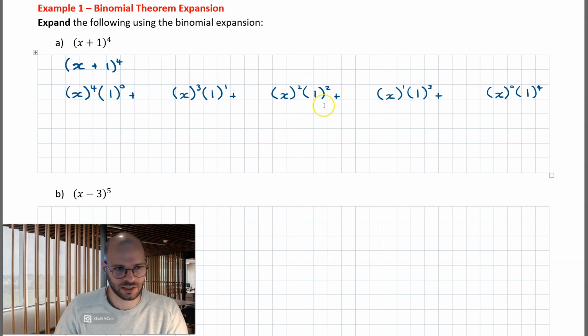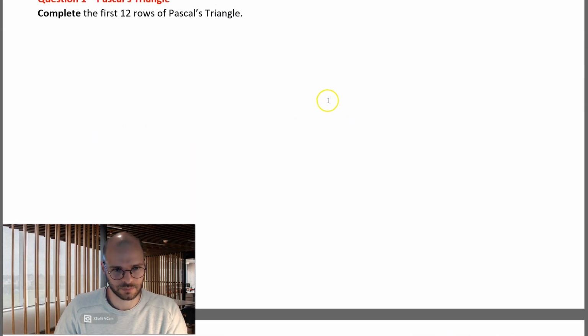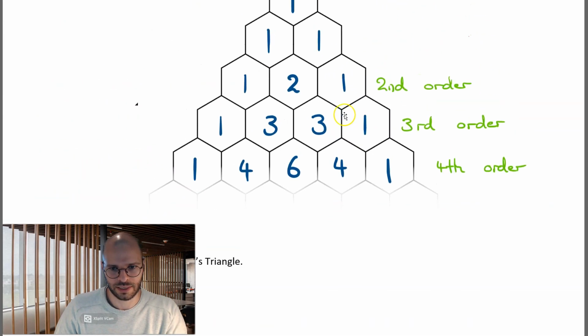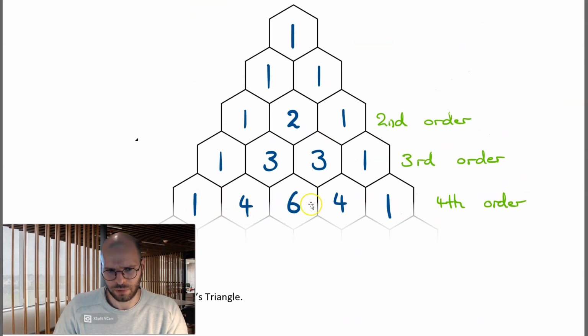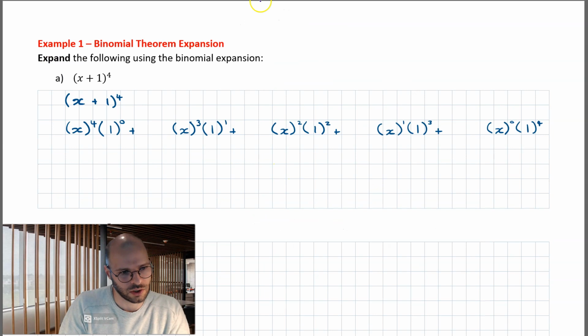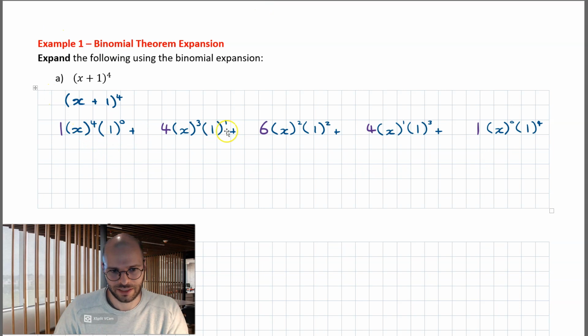Next, I need to go get the coefficients. Because this is a 4th order, we need to grab the numbers in the 4th order row of Pascal's triangle. So 1, 4, 6, 4, 1. Putting these down, I'm going to go 1, 4, 6, 4, and 1. Okay, so this is the expansion basically complete now.